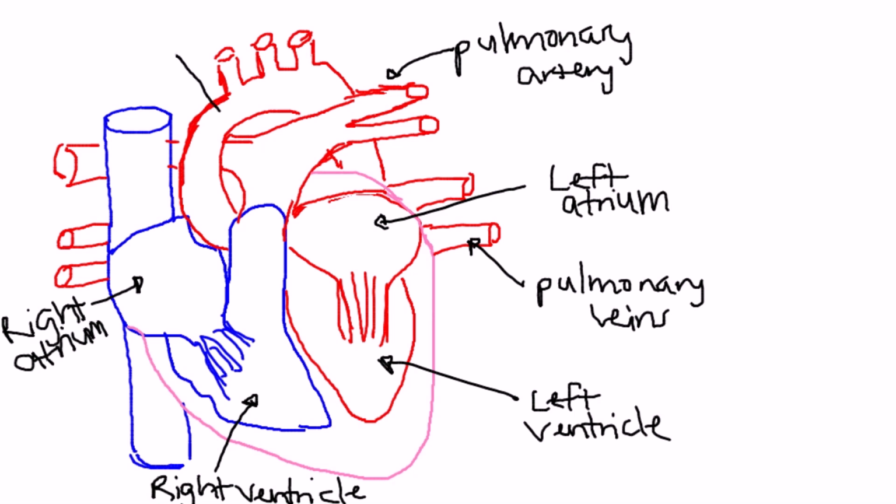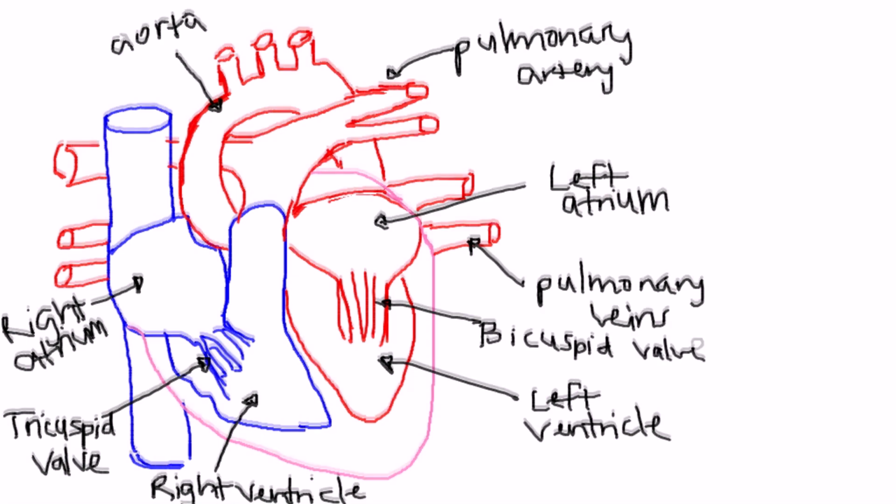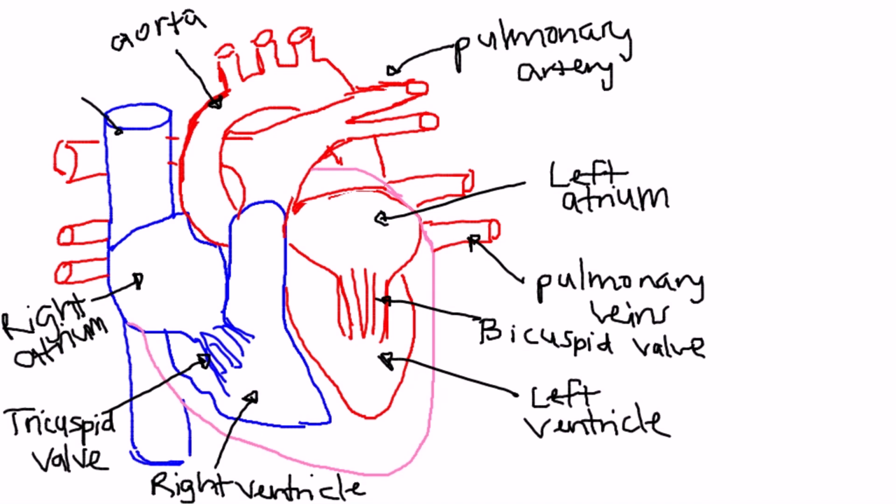Up here, we have the aorta. The aorta is the major artery in the human body. It supplies many organs with oxygenated blood. Here we have the tricuspid valve, and over here we have the bicuspid valve. And lastly, we have here the superior vena cava, and down here the inferior vena cava.